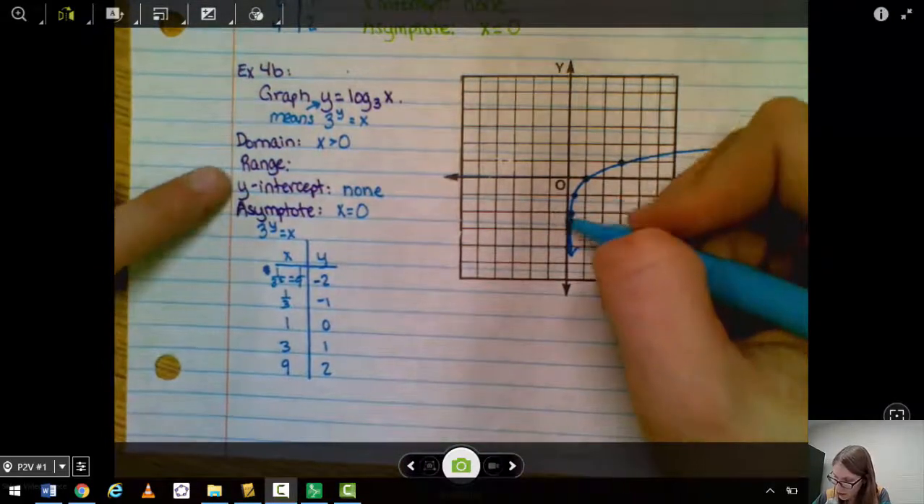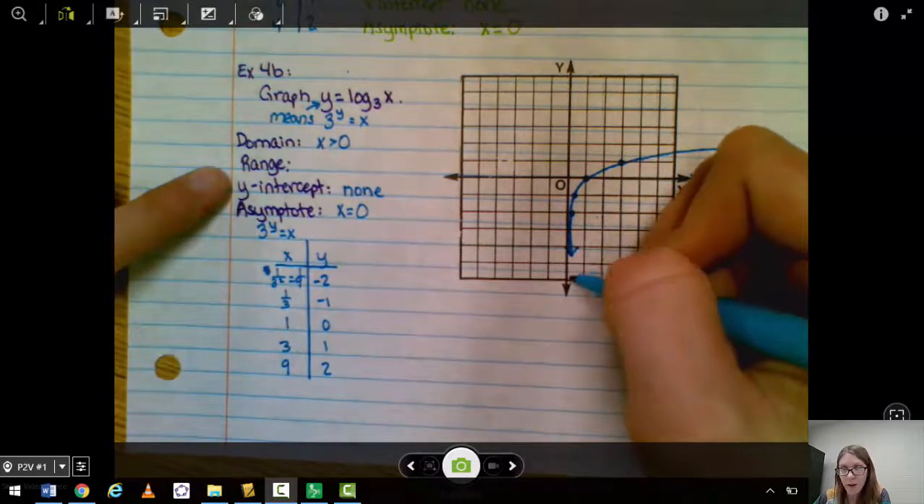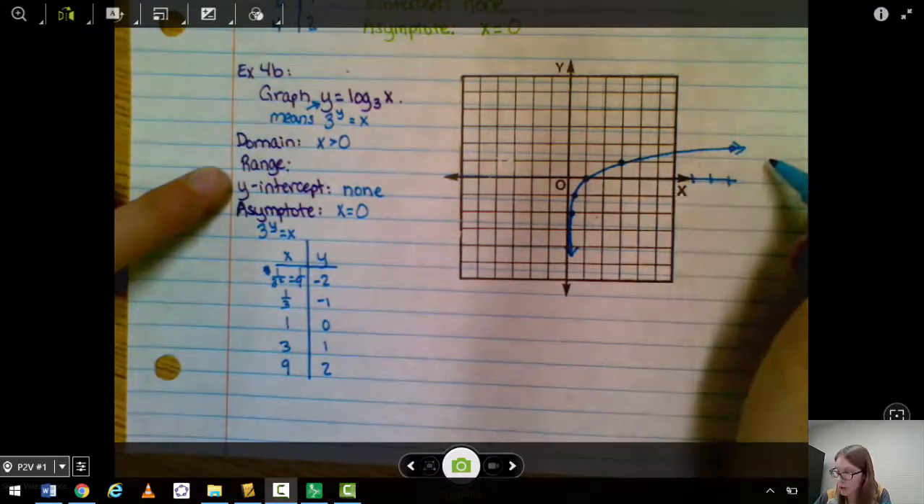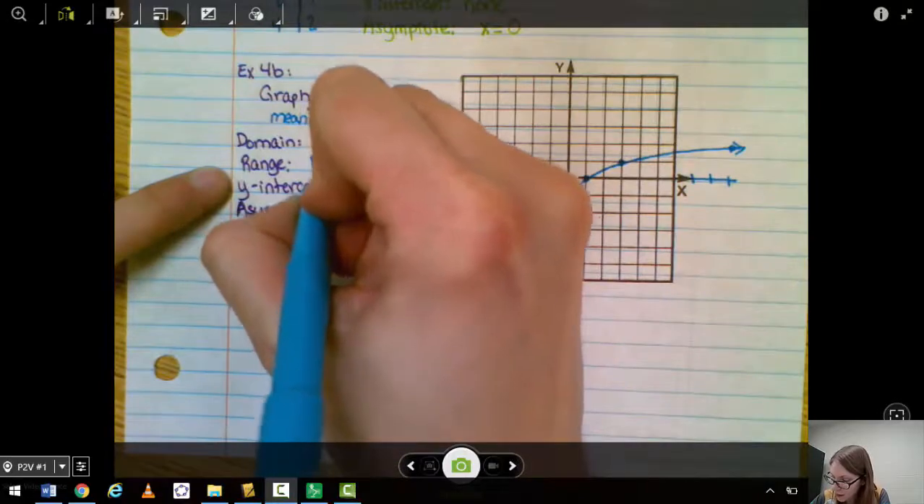And then our range, well, this part of our graph is going to go down forever. This part's going to go to the right forever. So our range is all real numbers.